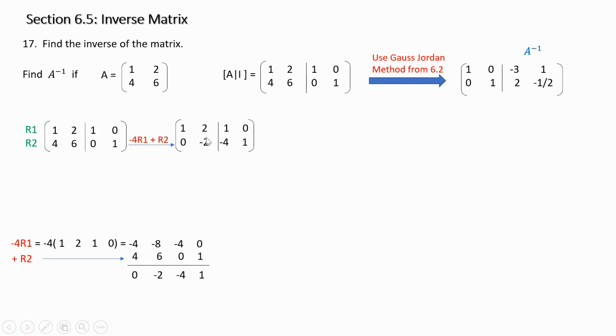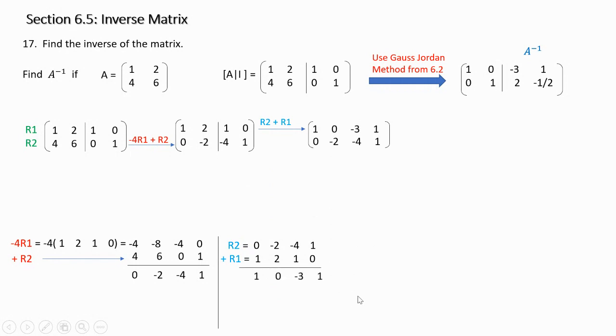Now this one must be a 0 now, right? Because remember, these must be 1s, but don't worry about that for now, about the -2 here. We'll make it 1 later. So these two, we can just add them. Here's my work. We get 1, 0, -3, and 1. So that's my new row 1.